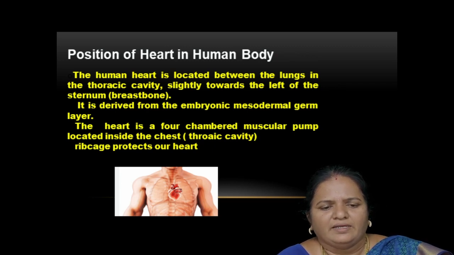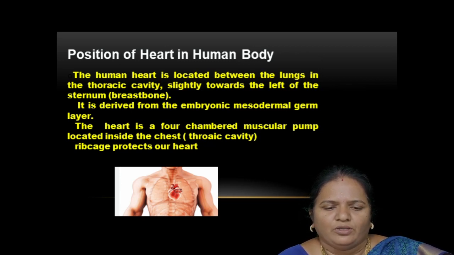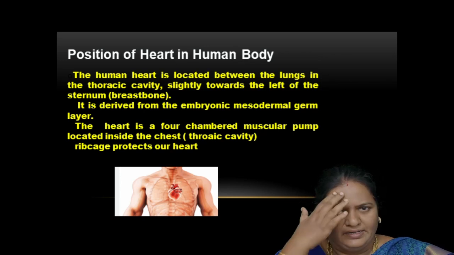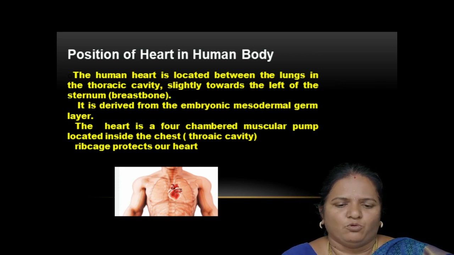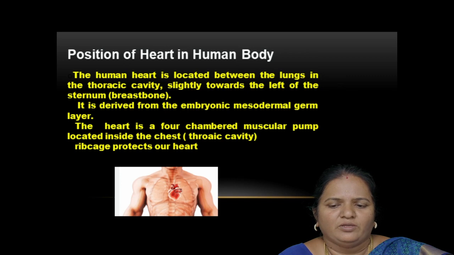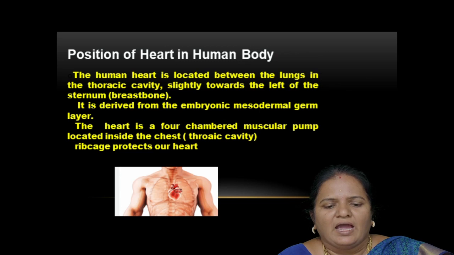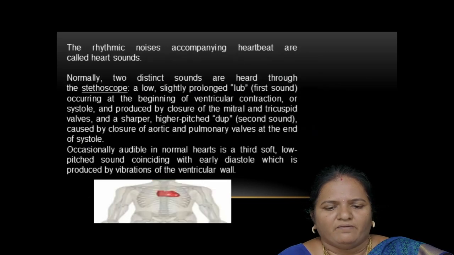Here in this slide we are going to see the position of the heart in our human body. The human heart is located between the lungs in the thoracic cavity. You all know the thoracic cavity, head and thorax, and the thoracic cavity is here. It is slightly towards the left of the sternum. Sternum is the breastbone and it is derived from the embryonic mesodermal germ layer. This is the origin of the heart. It is developed from the embryonic mesodermal cells. The heart is a four-chambered muscular pump located inside the chest, and the rib cage protects our heart.